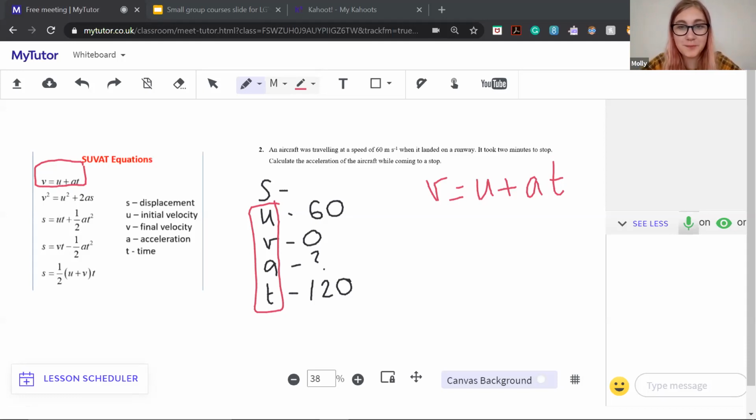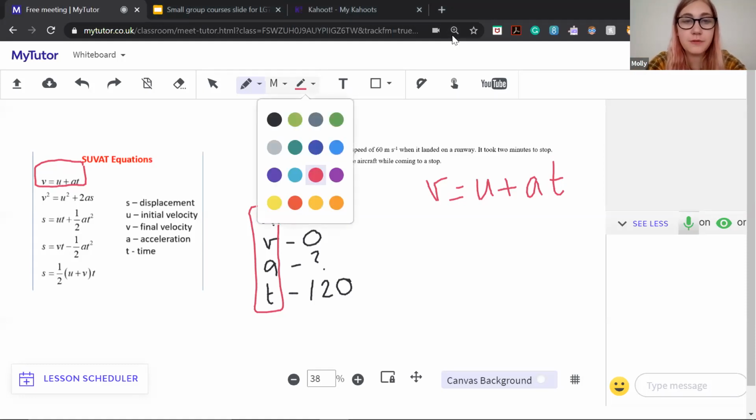Okay, I'll go through this one. Possibly a bit trickier because of the presence of the negative. So we'll fill in everything that we have.